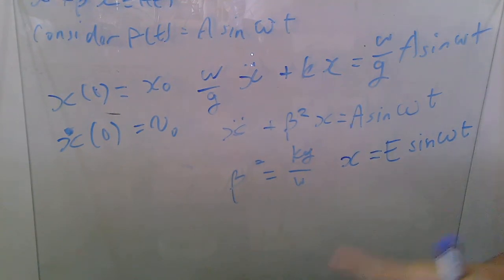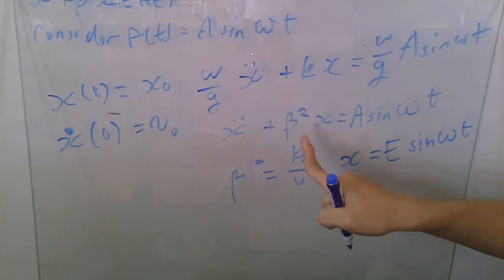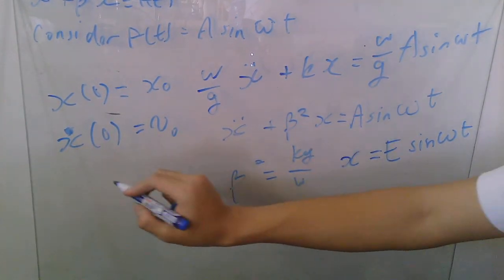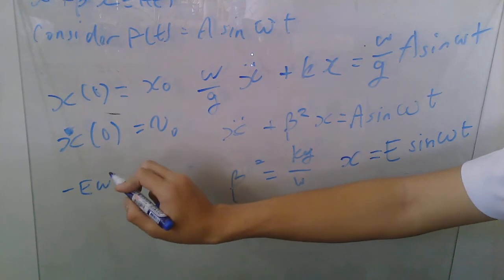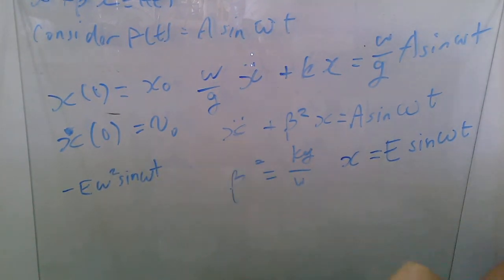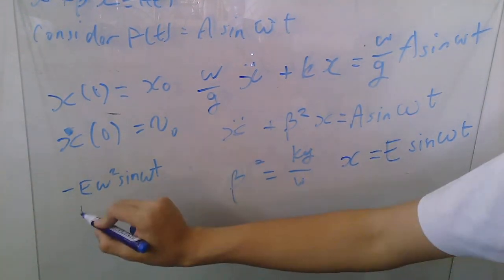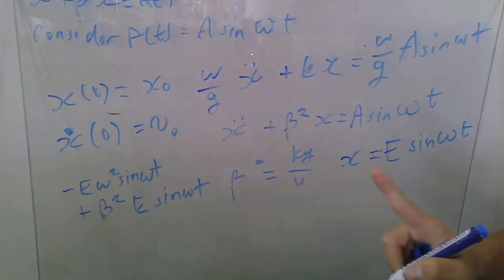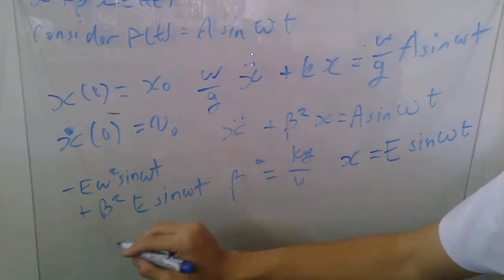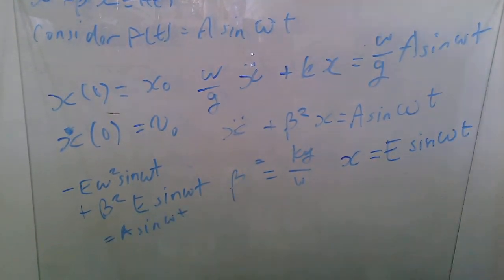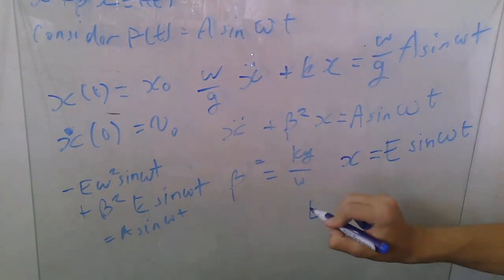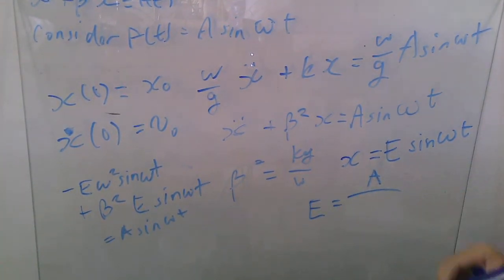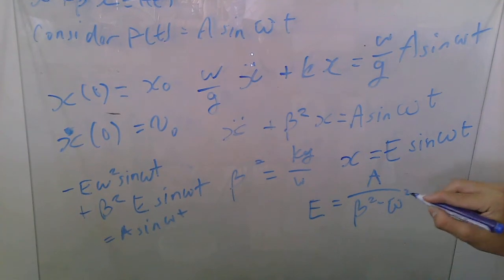And so we can find E by direct substitution into this equation. It converts to minus E omega squared sine omega t plus beta squared E sine omega t equals a sine omega t. And so we obtain E equal to a over beta squared minus omega squared, where beta, omega, and a are all given constants.